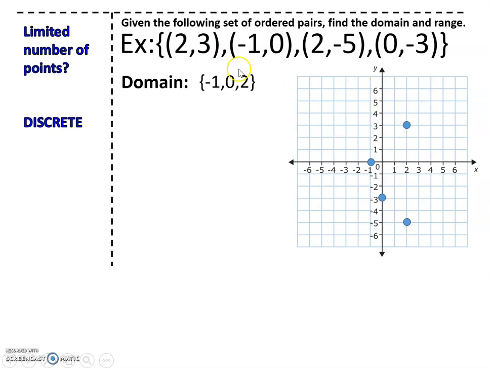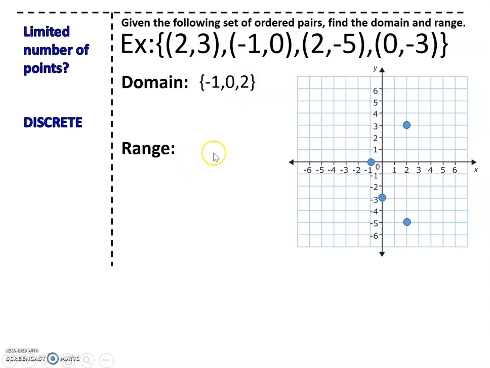The domain is exactly -1, 0, and 2. Those are our x values. See, -1, 0, and 2. So you can see how there's 2 points at +2. So if that happens, you do not have to repeat it twice. You can just say 2 as once.